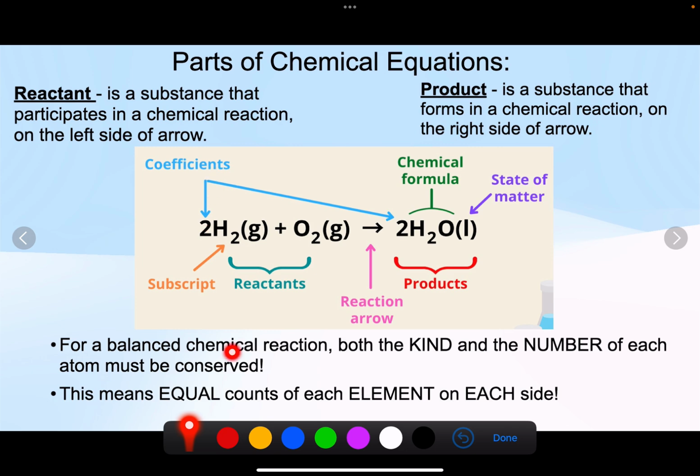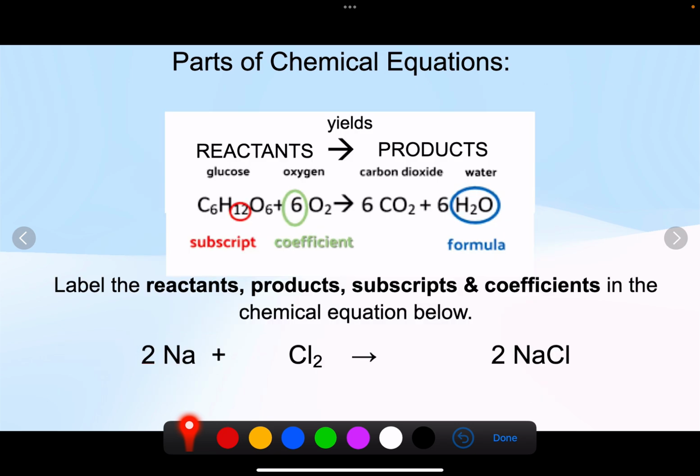So for a balanced chemical equation, both the kind and the number of each atom must be conserved. This means equal counts of each element on each side, all right? So I'll talk a lot about how many hydrogens do we have on the left? How many hydrogens do we have on the right? That number needs to be the same, okay?